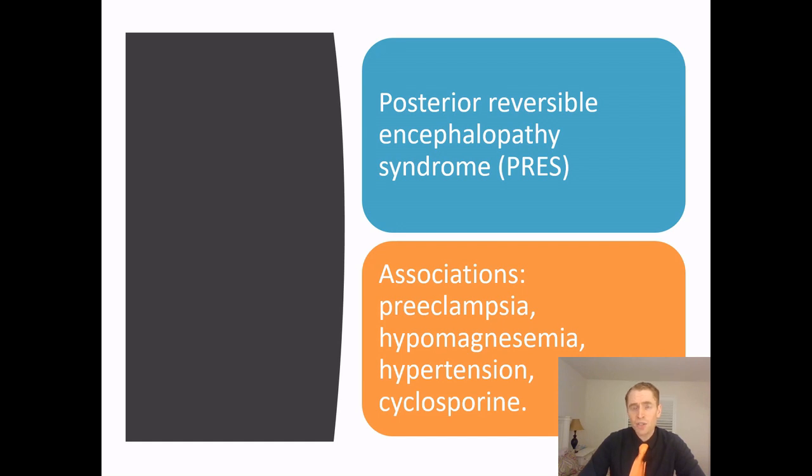It's believed to be due to decompensation of the blood vessels in the brain and leakiness of the blood vessels causing swelling within the brain. And it's associated with various causes, most commonly preeclampsia and eclampsia and high blood pressure, but also certain medications and low magnesium levels. This would be treated with delivery of the fetus.